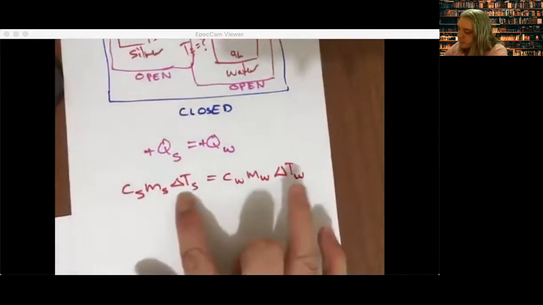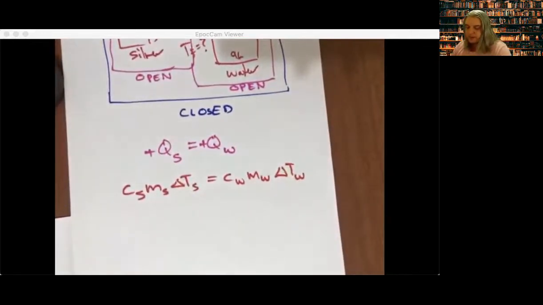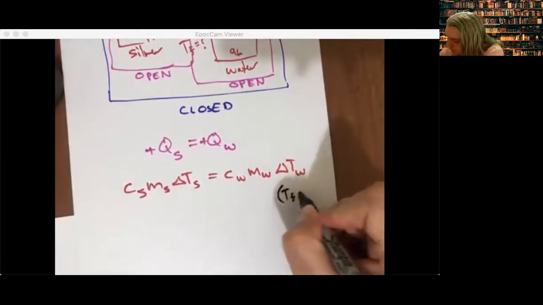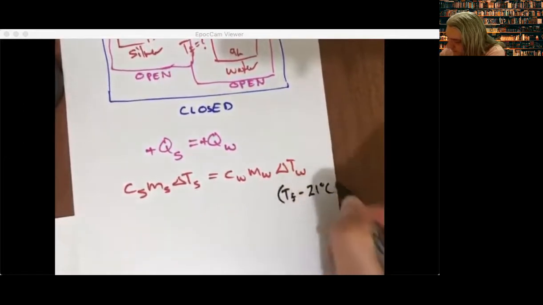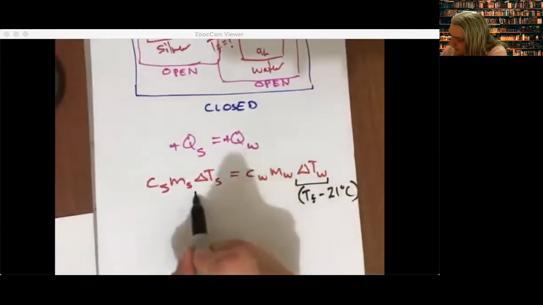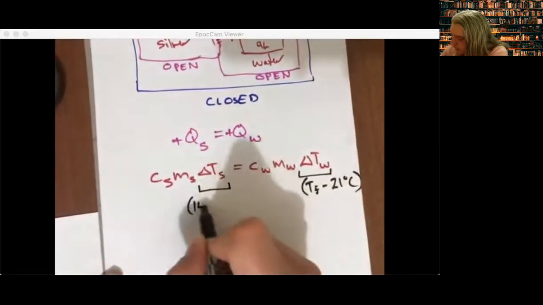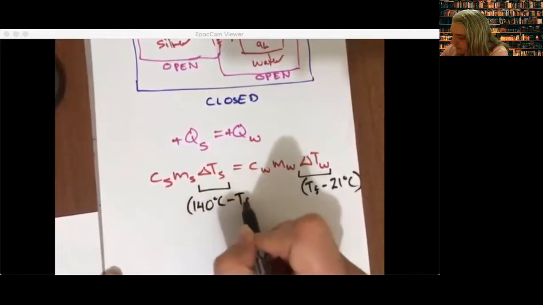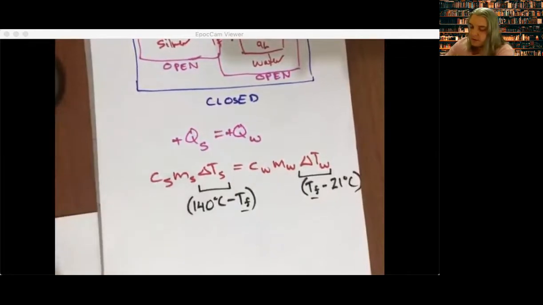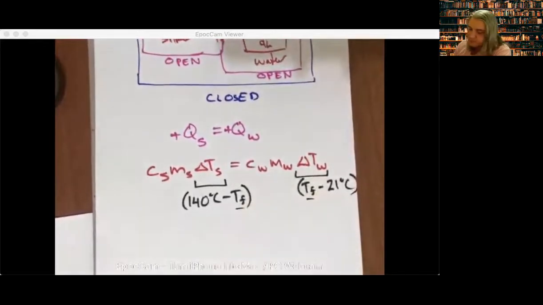So we don't know what these two values are, but we do know that the water is going to end up at some final temperature. So it's going to be final temperature minus 21 degrees C for this. And this is going to go from 140 degrees C down to some final temperature. And that final temperature is the same as this final temperature. So those are our two equations. And we now know everything to put in here apart from that final temperature, so we can solve for it.